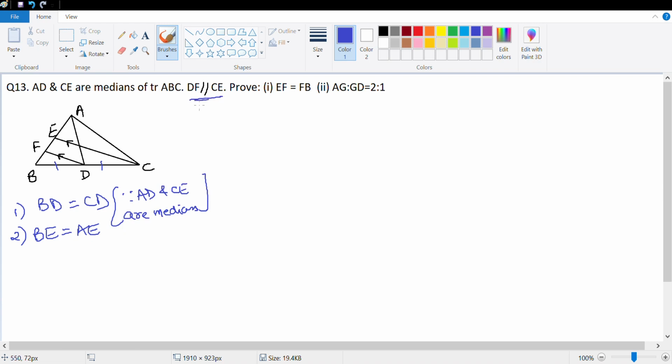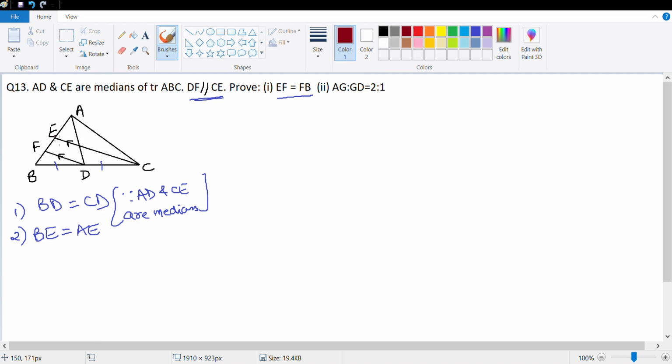Next, DF is parallel to CE. We need to prove EF and FB are equal. I remember having done the same question in class 9th using congruency and the midpoint theorem also. I won't use the midpoint theorem here. Let's see if we can use something else, which in this case is the basic proportionality theorem, because that's what we've done new this year.